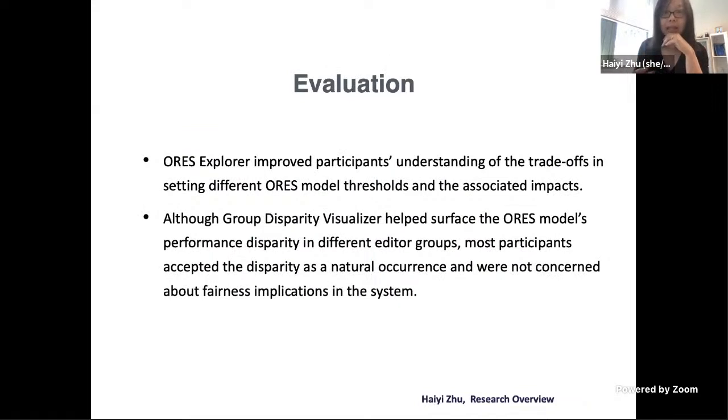And here I'm just going to give a very brief overview of the highlights of the results of the evaluation. What we found is that first, this ORES Explorer, our visualization, improves participants' understanding of the trade-offs in setting different ORES model thresholds and the associated impact on the community members. And interestingly, we found that both the Wikipedia members and non-members, who are people outside Wikipedia, can understand the trade-off after playing with the visualization system. And second, quite interestingly, although the group disparity visualizer helped surface the ORES model's performance disparity in different editor groups, most participants accepted the disparity as a natural occurrence and were not really concerned about the fairness implications in the system.